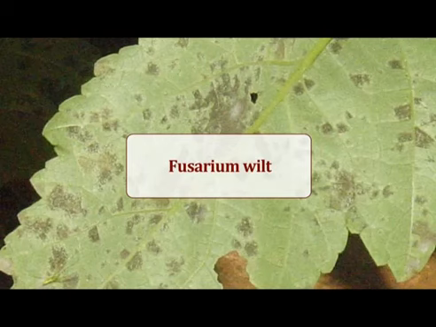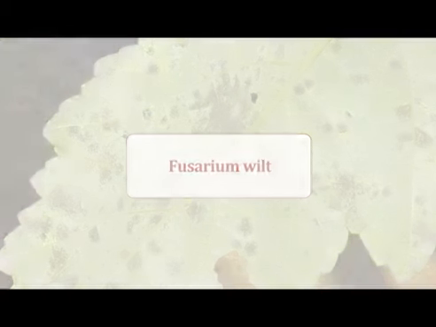So let's discuss one after another. So let's discuss the fungal diseases. First one is the Fusarium wilt. This disease appears as yellowing and stunting of the plants, followed by wilting and rolling of the leaves, and finally the plant dies. Next is the scientific classification of this pathogen.